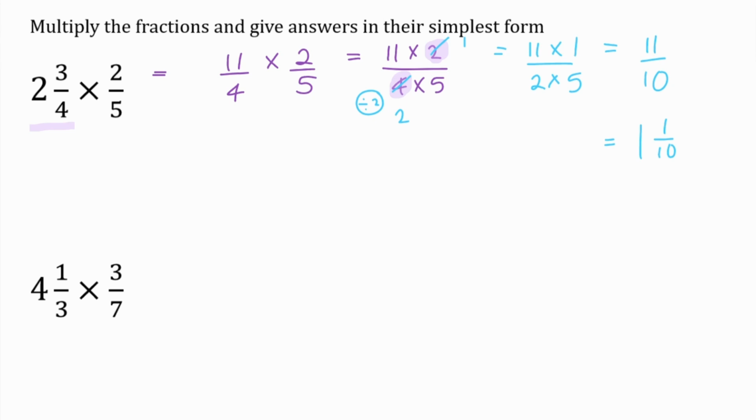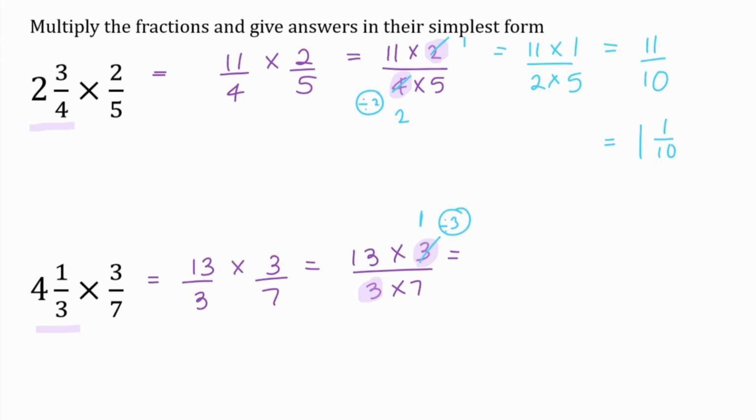In the second one, again, we've got one of the fractions which is a mixed fraction. So again, I first need to convert this into an improper fraction before I multiply. So 4 times 3 is 12 plus 1 gives me 13 over 3 multiplied by 3 over 7. Now if I multiply that out, I am first going to simplify my 3 with 3 because those are the common factors. So I can divide them both by 3.